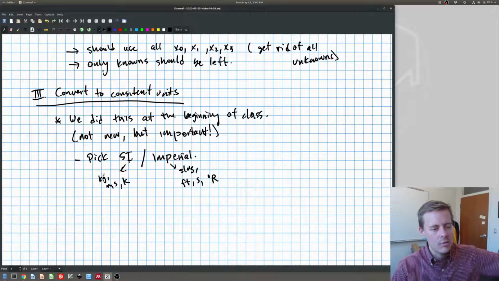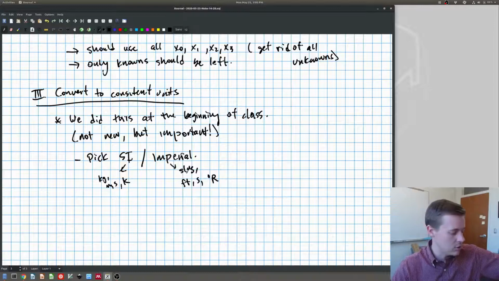Over here, you've got mass, length, time, temperature. If you put it in these units, your calculations will all come out in these same units, and your life will be a lot easier. You won't have to spend a lot of time converting units in the middle of your calculation and getting lost.